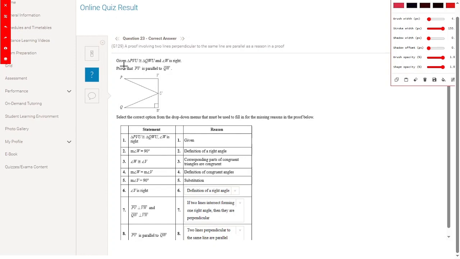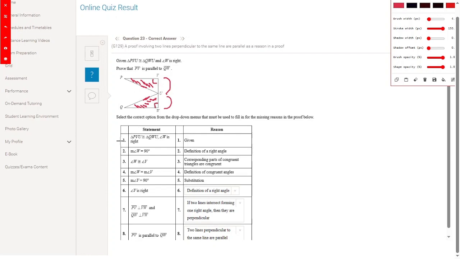Now, given that this triangle BVW is congruent to QWV, because they are congruent, any corresponding parts of the congruent triangles are congruent. That means BU will be congruent to QU and equal, and VU will be congruent to UW and equal. Angle W will be congruent to angle V, and angle W is 90, so angle V is 90.